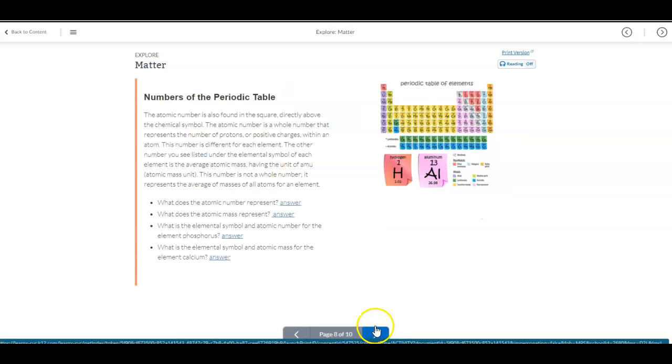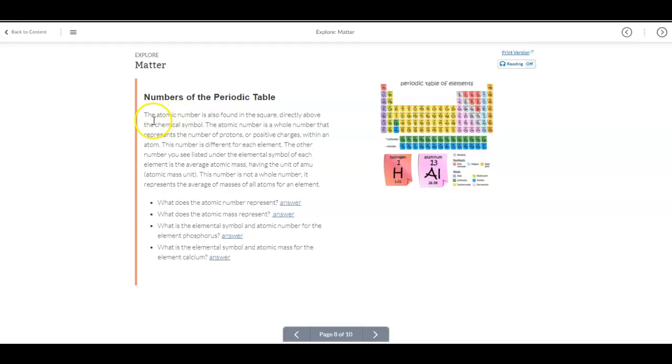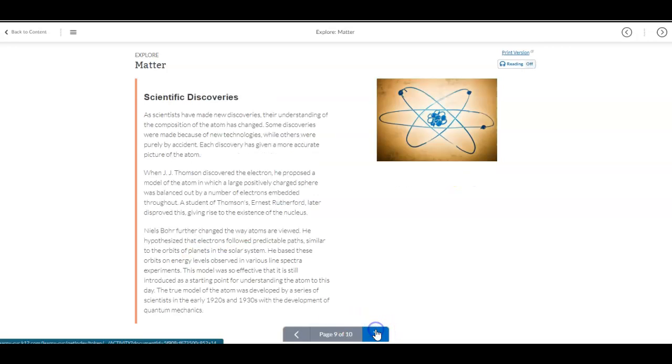Numbers on the periodic table. So this is just an excerpt from the lesson that you'll see coming up. So I'm going to go ahead and move along into the rest of lesson 1. This is giving us an overview of the periodic table. It's talking about parts of the periodic table, so you're not missing out on anything there.